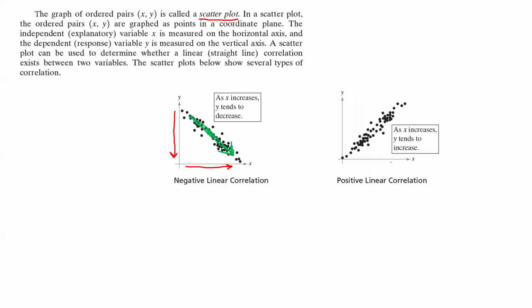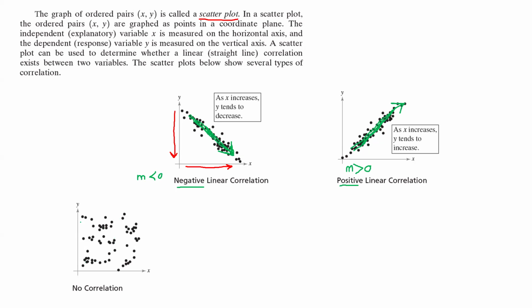Another one, as x increases in size, y starts increasing as well. And from algebra, as you remember, here you have an increasing line. In this case, we say that we have a positive linear correlation. Positive means that the slope is positive. The rate of change is positive. So when we say that we have a negative linear correlation, it means that the slope of the line is negative. The rate of change is negative. It is decreasing.